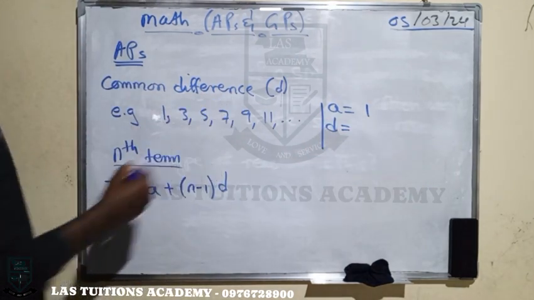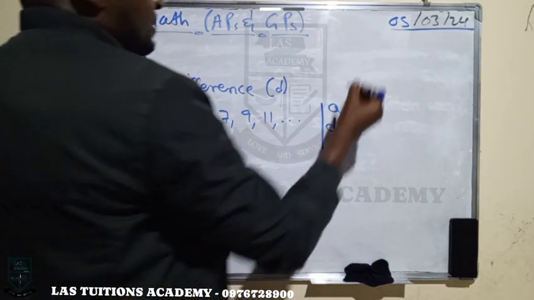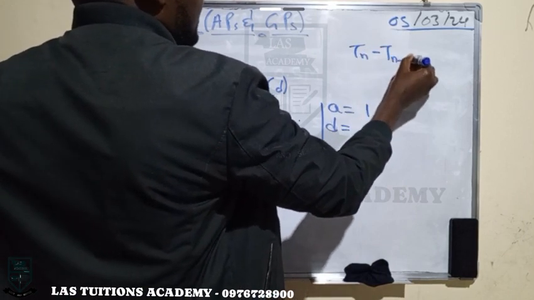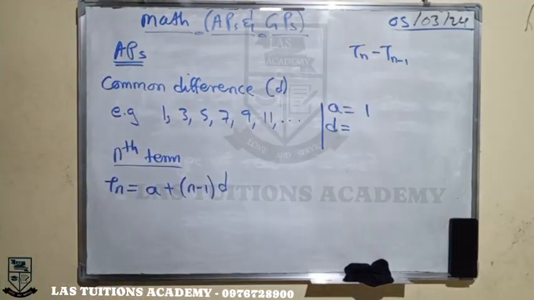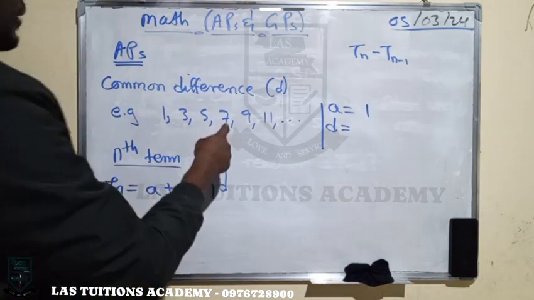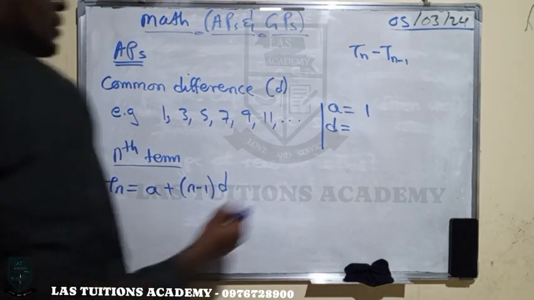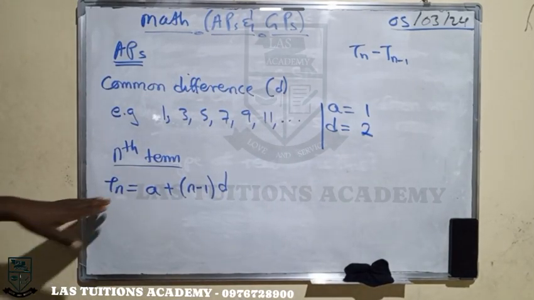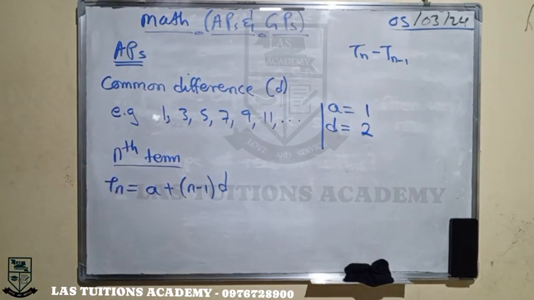You can simply say Tn minus Tn minus 1. If this is the third term, then from 3 you subtract 1, you get the second term. So what we are saying is 5 minus 3 will give you the common difference, or 7 minus 5, or 9 minus 7. So the common difference there is 2. We have 1, 2, 3, 4, 5, 6. We have 6 terms there.